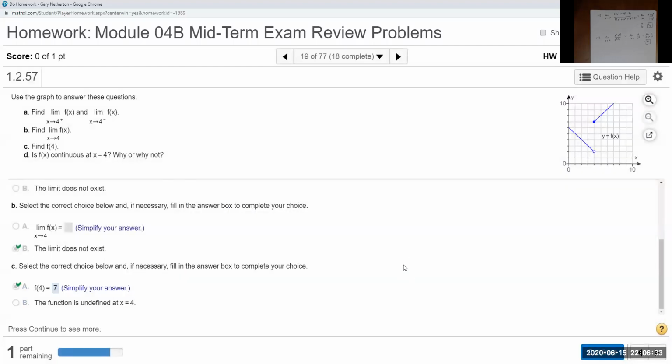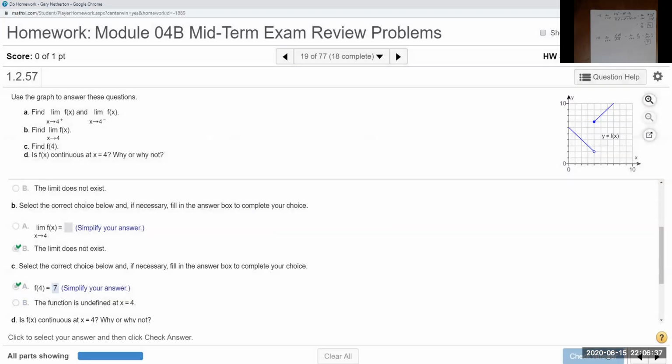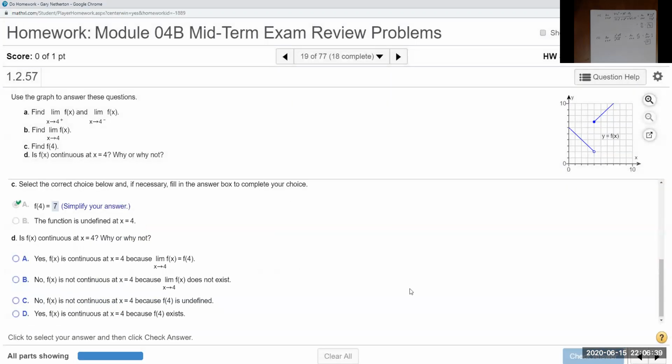Is there any more question? Oh yeah, here it is. So based upon everything we've learned so far, is f of x continuous at x equals 4? It's definitely not continuous. You can look at the graph, but it's funny how we know it's not continuous, but there are two possible answers of no. So we have to look at the reasoning.